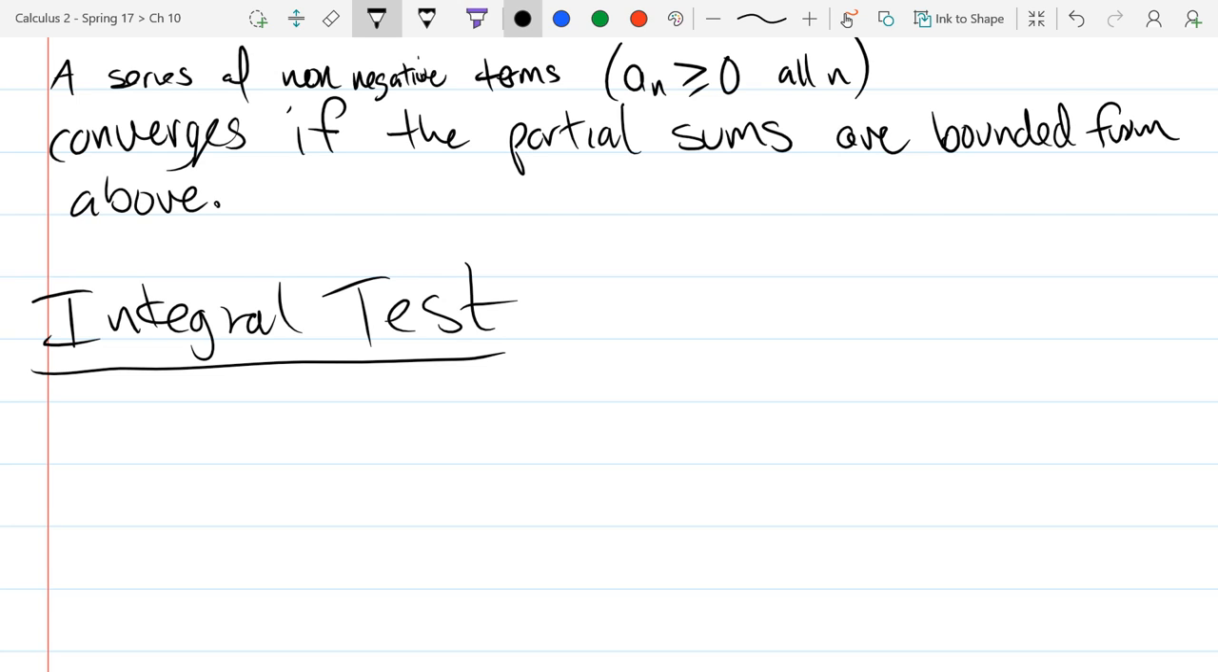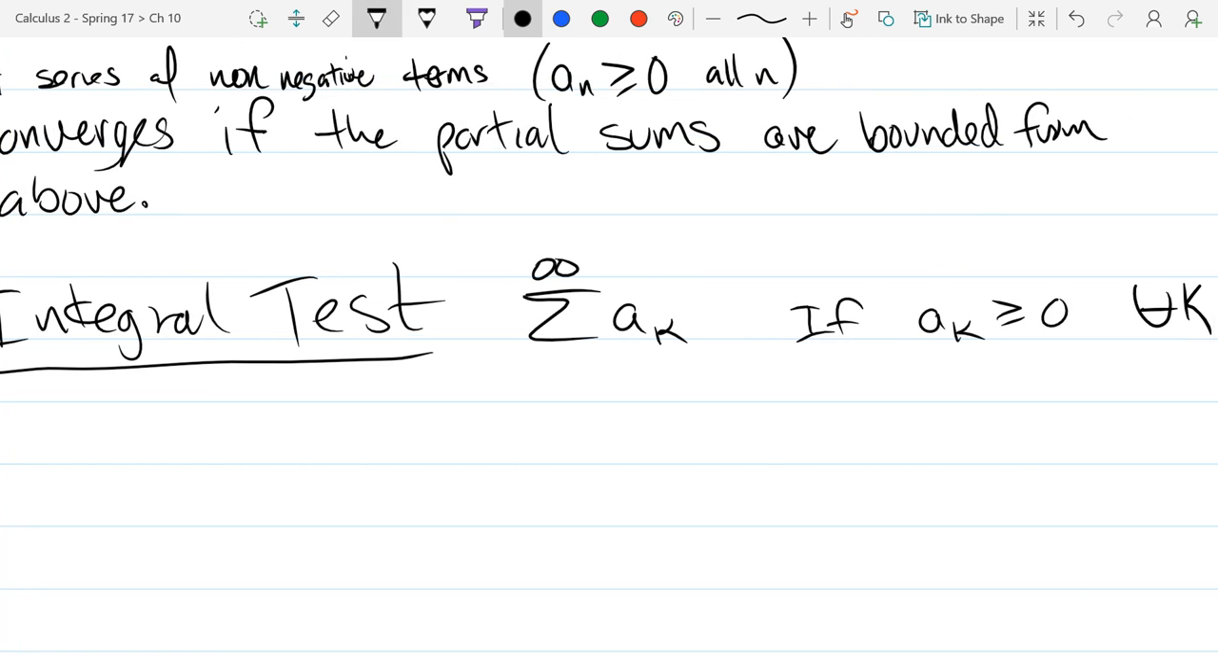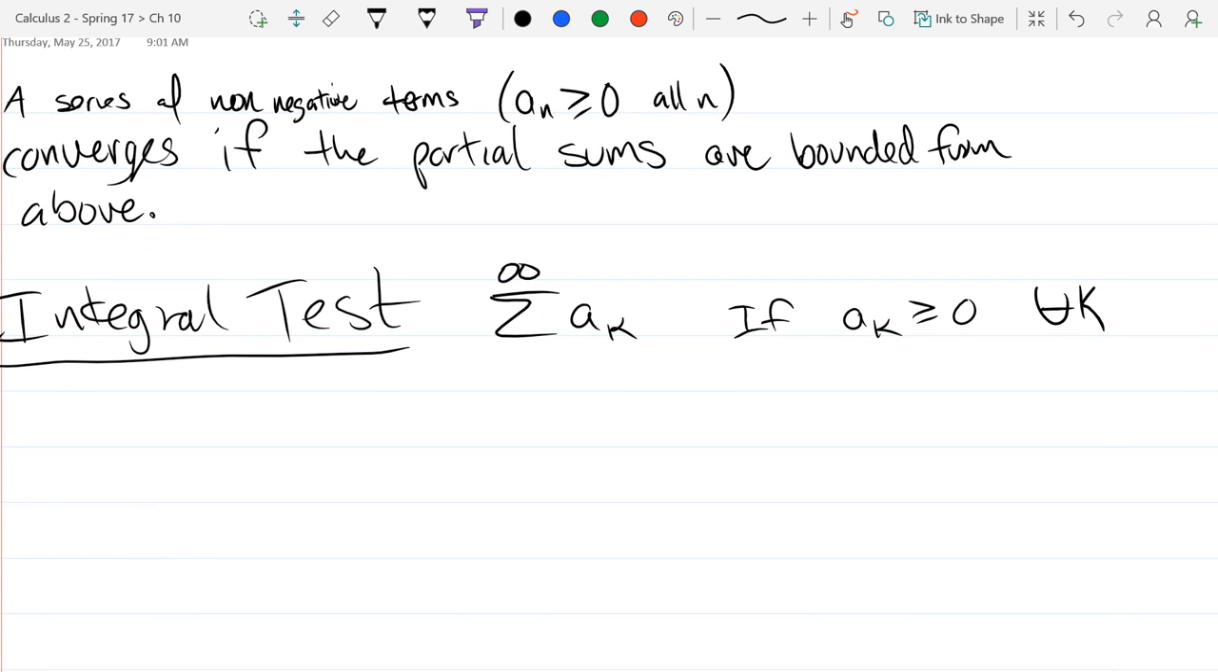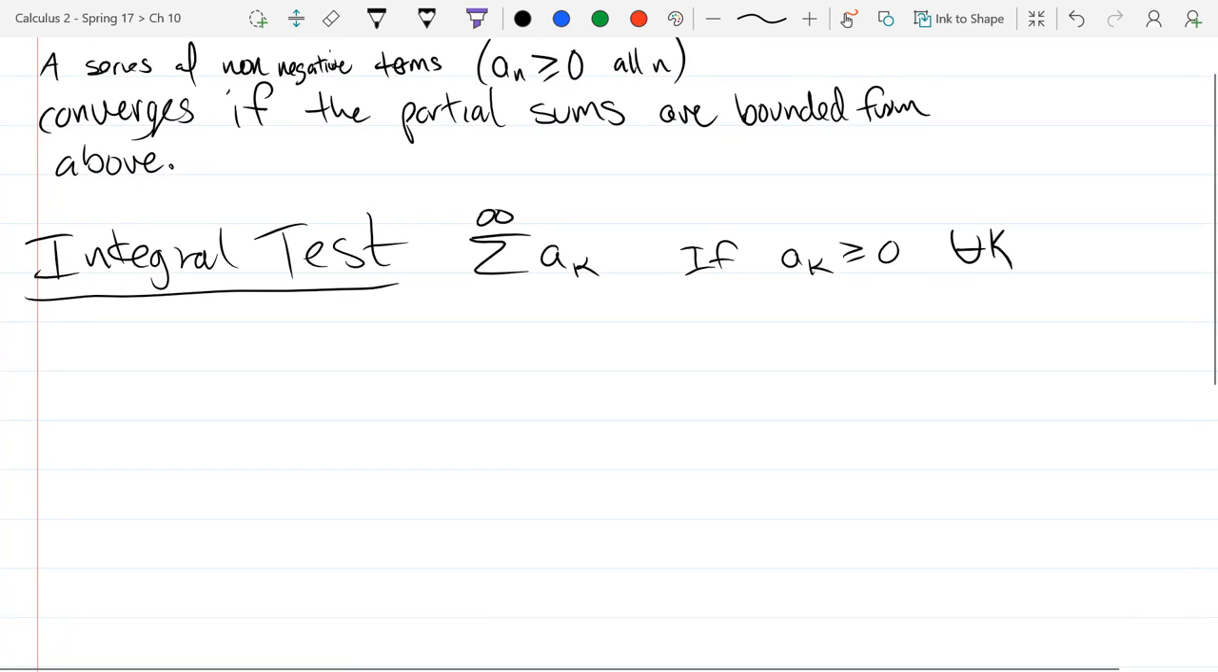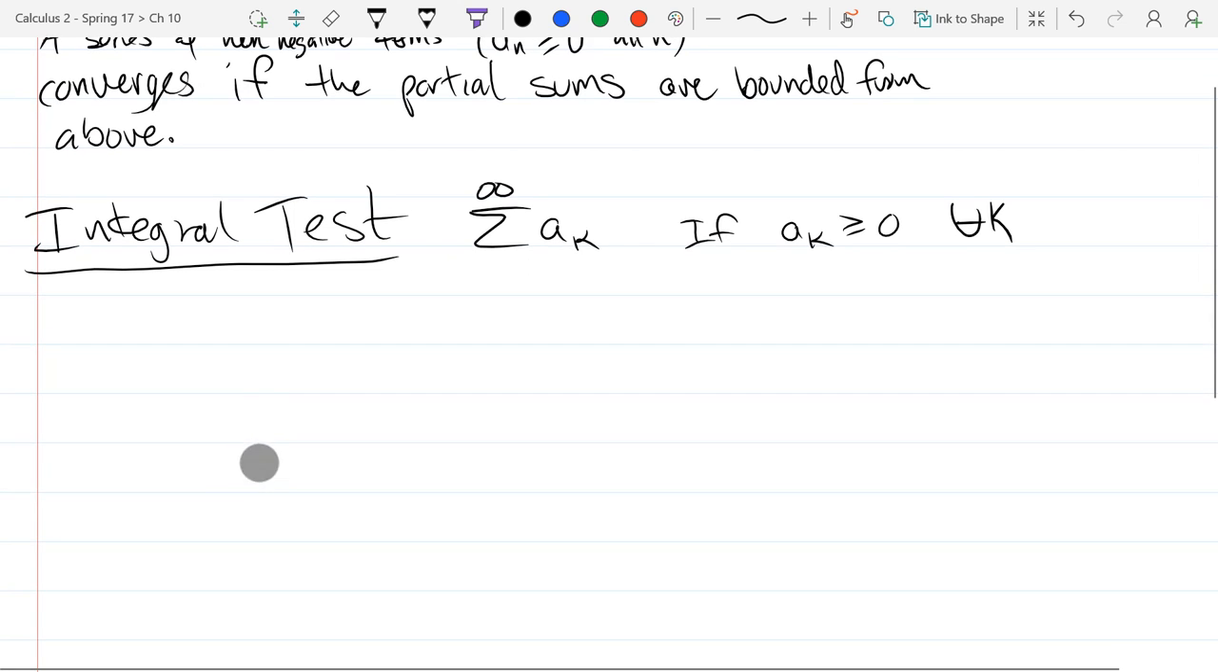So if we have a non-negative series, we'll begin by writing out our series. If a_k is greater than or equal to zero for all k, and that upside down A means all. So when I say all k, if k starts at negative 400, that means from negative 400 all the way to infinity, every term is zero or more. I'm just going to be a little bit lazy and just write all k. So all the k's that are relevant for the series.